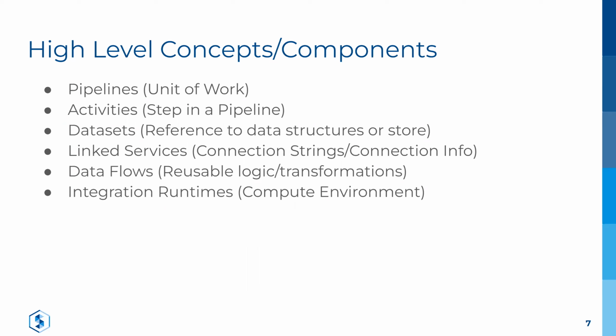Data sets. Data sets are a reference to data structures or stores. It could be blob storage, could be a REST API even, could be a SQL database, different stores or places where you may store structured data, sorry. Linked services. Linked services are basically connection strings when simplified. It's anything that you might link out to in Azure as a service. I mean, it goes further than Azure, of course, but it's different things you might be connecting to or utilizing in your pipelines.